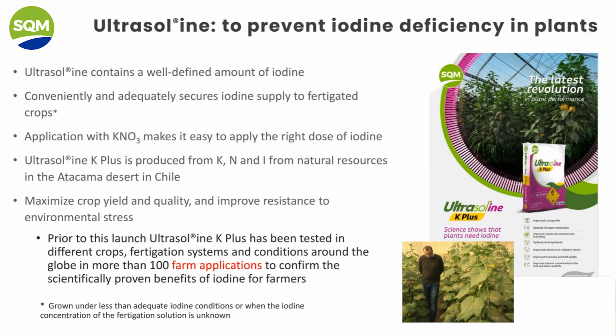Summarized, Ultrasaline K+ helps to prevent iodine deficiency in plants. It contains a well-defined amount of iodine. It conveniently and adequately secures iodine supply to fertigated crops. Application with potassium nitrate makes it easy to apply the right dose of iodine. Ultrasaline K+ is produced from potassium, nitrogen, and iodine from our natural resources in Chile.